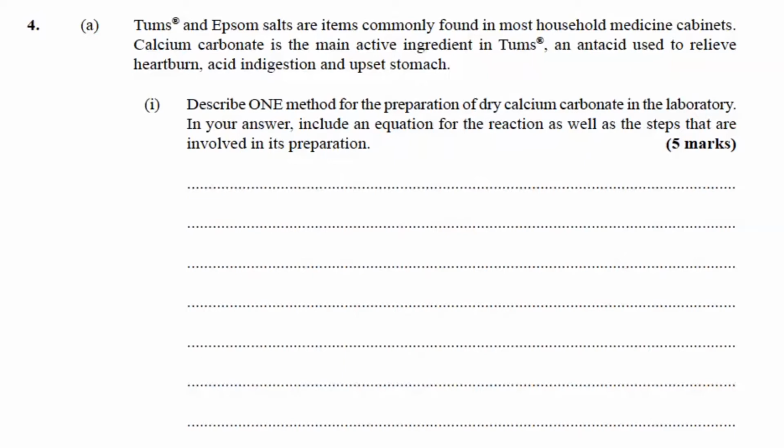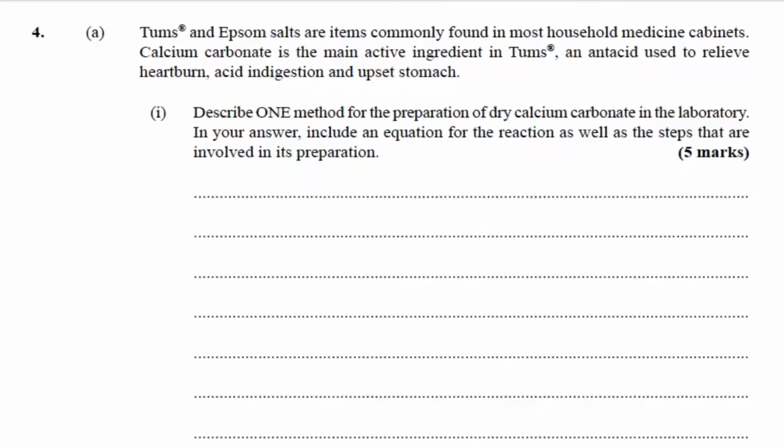Let's check it out. Tums and Epsom salts are items commonly found in most household medicine cabinets. Calcium carbonate is the main active ingredient in Tums, an antacid used to relieve heartburn, acid indigestion, and upset stomach. Tums is a registered trademark, I don't know if you know that. And Epsom salt is hydrated magnesium sulfate, but we'll get into that a little bit further.